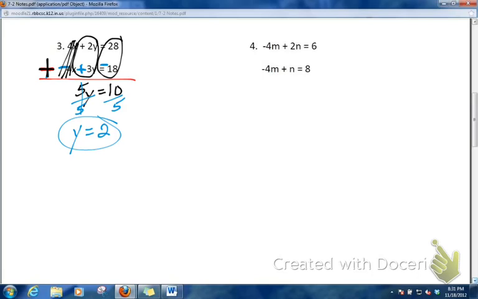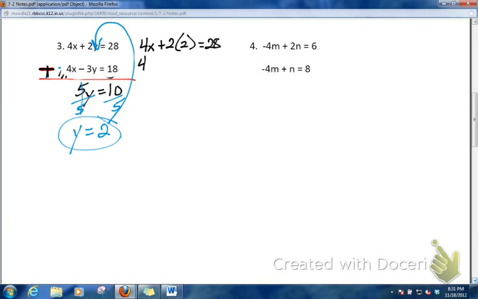So now we're going to take this back up into the original problem. And we'll erase some of this work that we've already done. And I'm going to say, okay, well, let's take that 2 and plug it in for one of these y's. Again, I'm just going to use the first one because it just seems to be as easy as anything else. So I'm going to rewrite that first equation as 4x plus 2 times, and instead of y, my y is 2, so 2 times 2 equals 28. So I have 4x plus 4 equals 28.